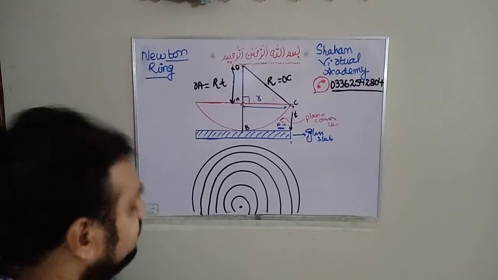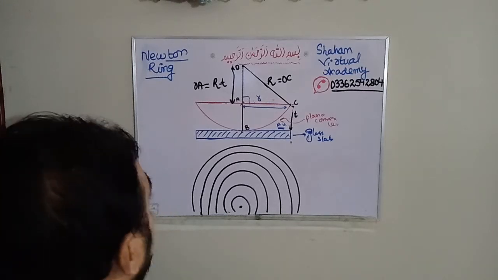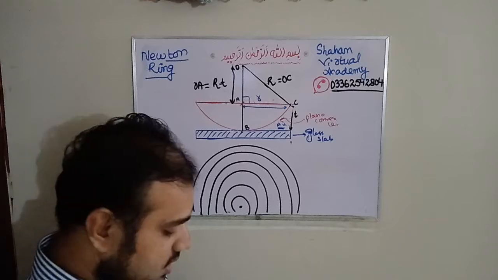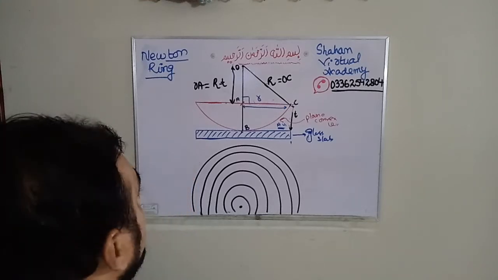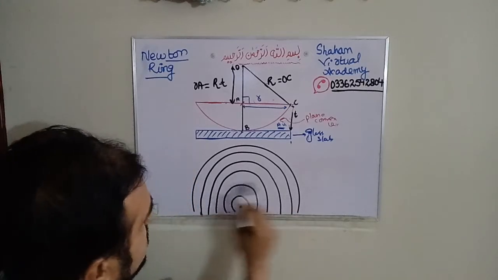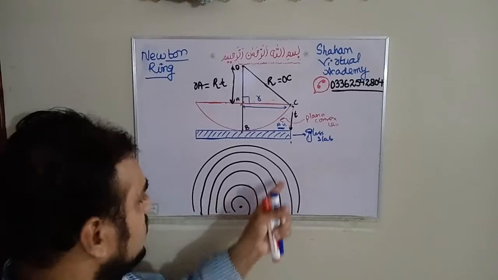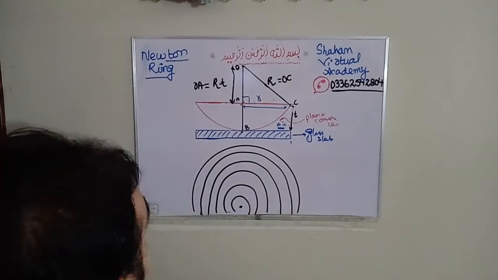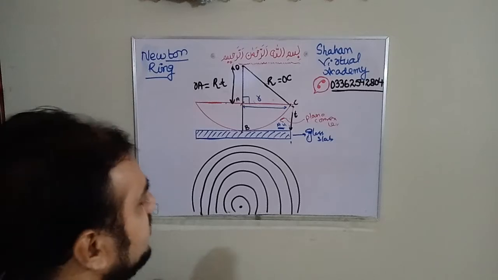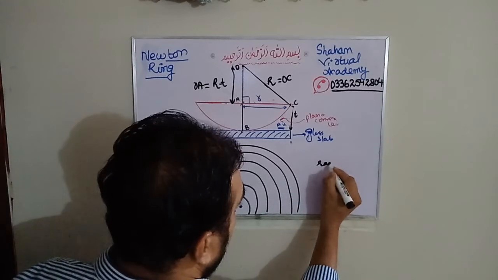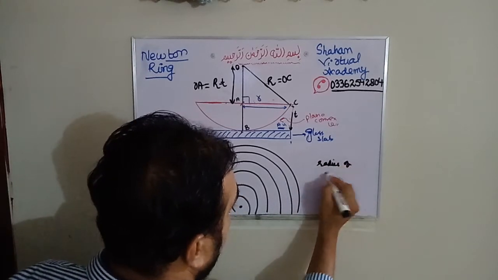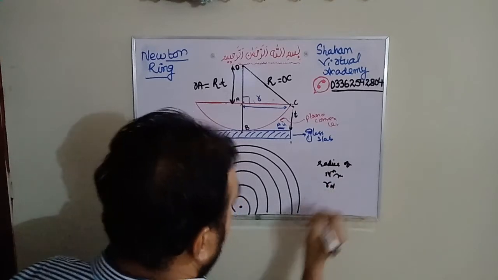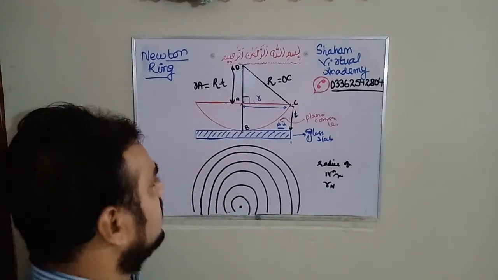Okay, so let's move on and start the derivation of the radius. How can we find the radius of these rings? As you can see in the picture, you will see these types of rings. So in order to find the radius of the nth ring, Rn, let's start the derivation.